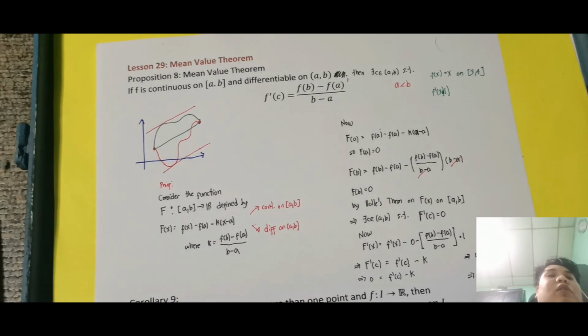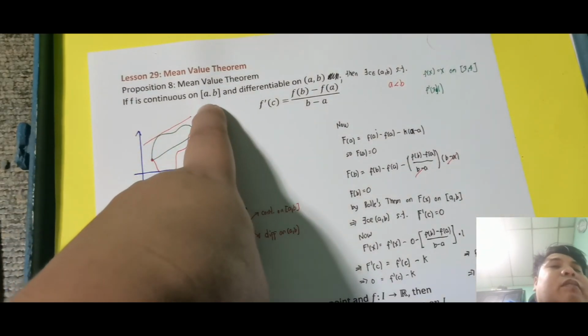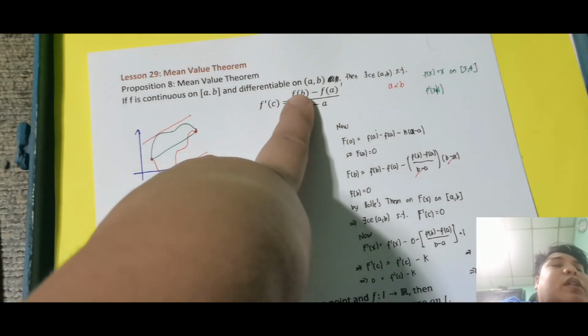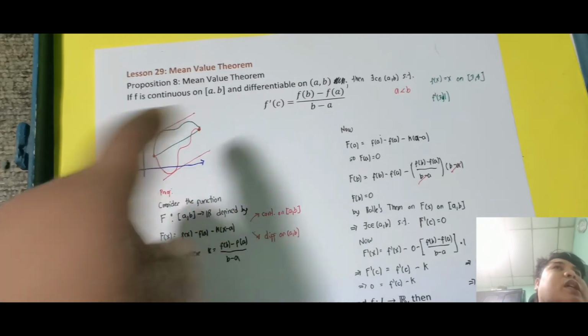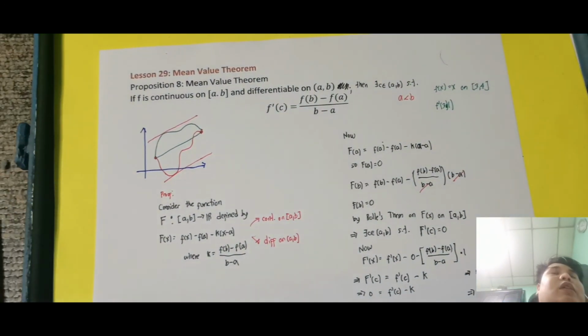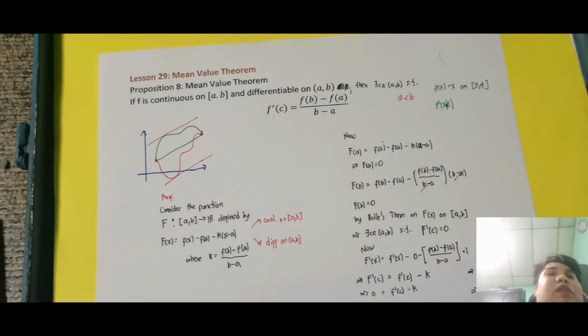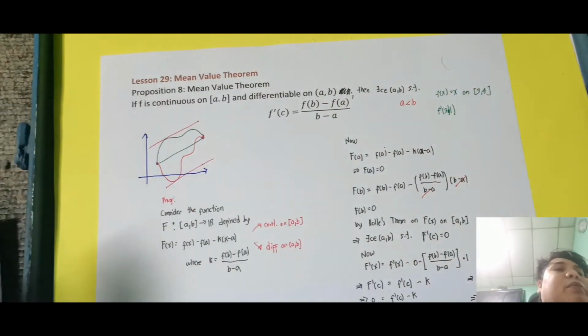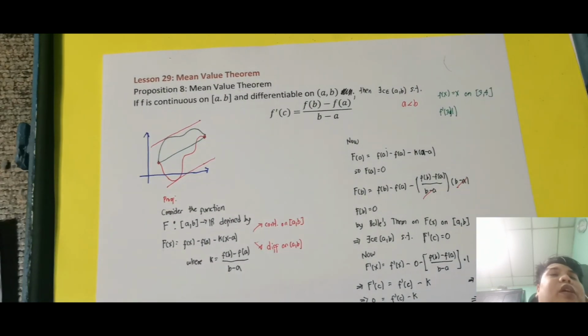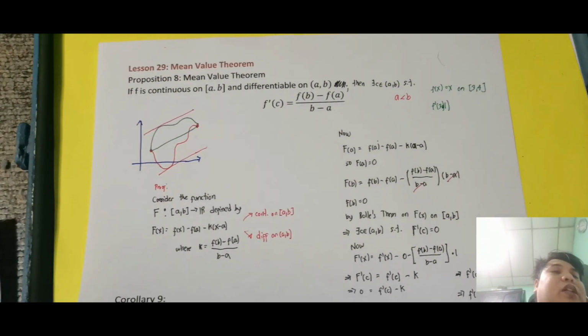As long as siya ay continuous sa closed interval [a, b] or differentiable sa open interval (a, b), you can use mean value theorem. So pag mayroon kang nabasang tanong na use mean value theorem to show that this function is differentiable, pwede mong gamitin automatic to. So f prime of c is equal to f of b minus f of a all over b minus a. Pwede mo na yan gamitin.